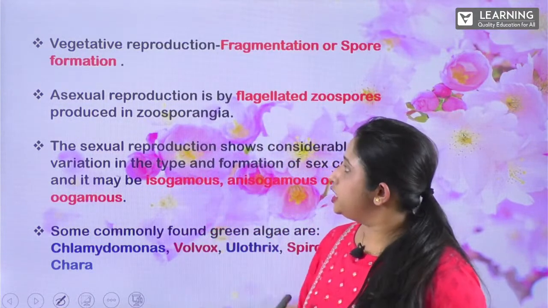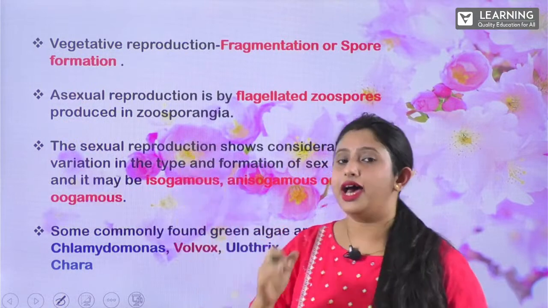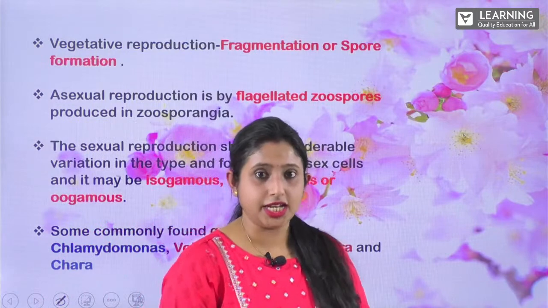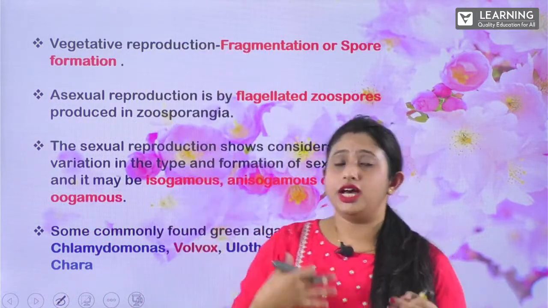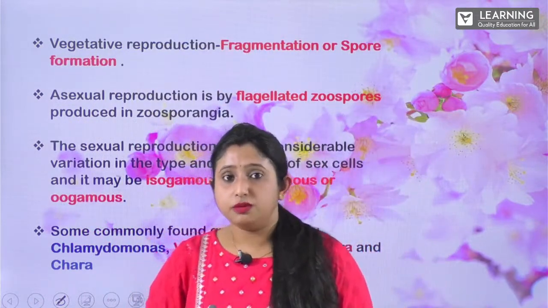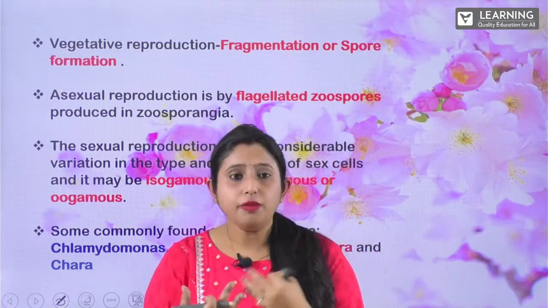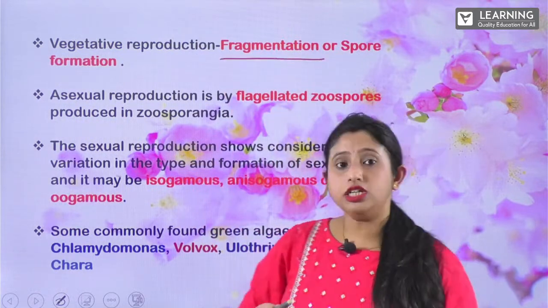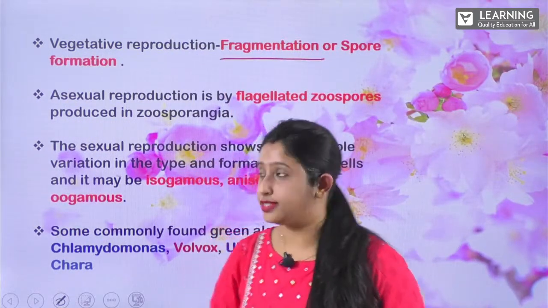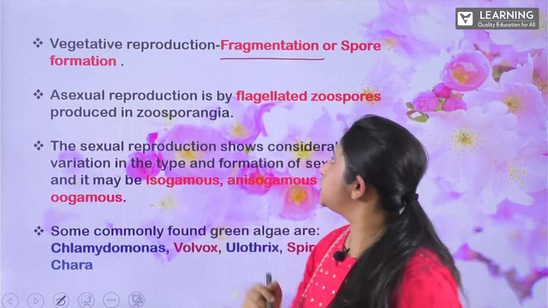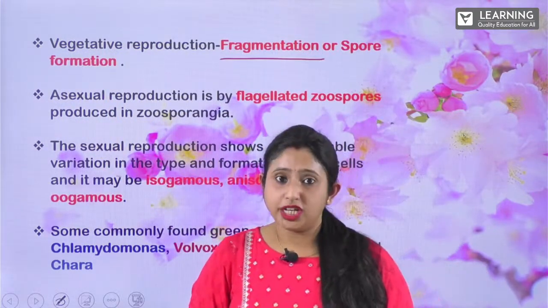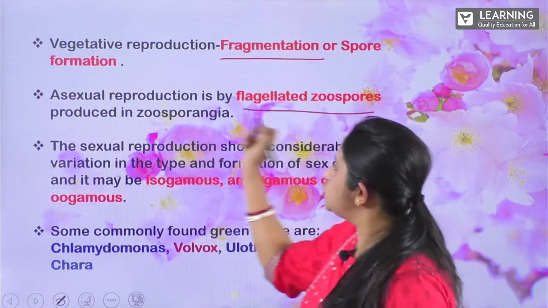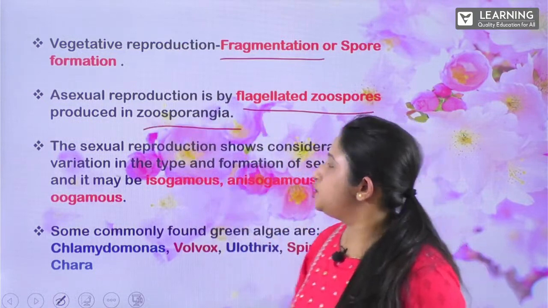The reproduction is by all three modes, as you know in algae. One is vegetative reproduction, which means either fragmentation or the formation of spores. Next is asexual reproduction, by formation of spores. Flagellated zoospores are produced in zoosporangium.